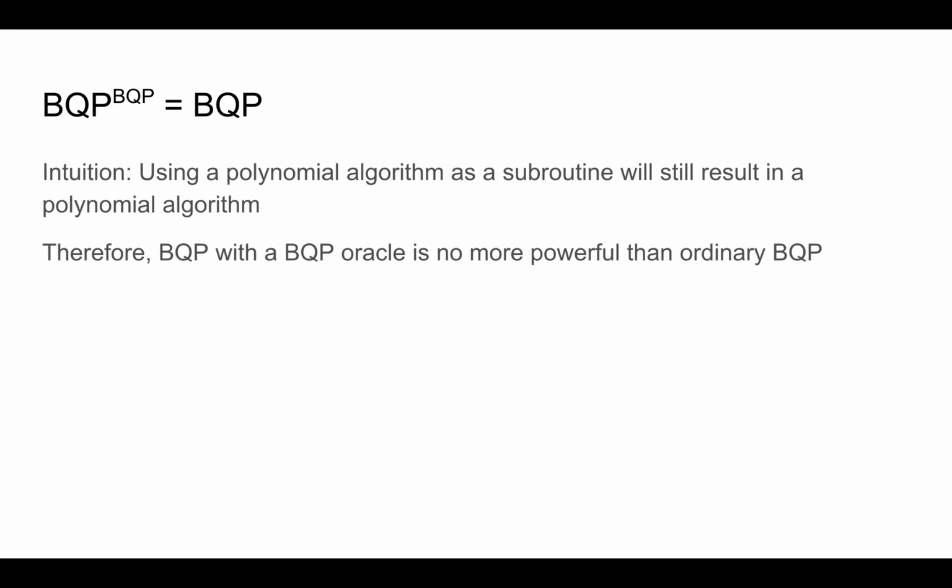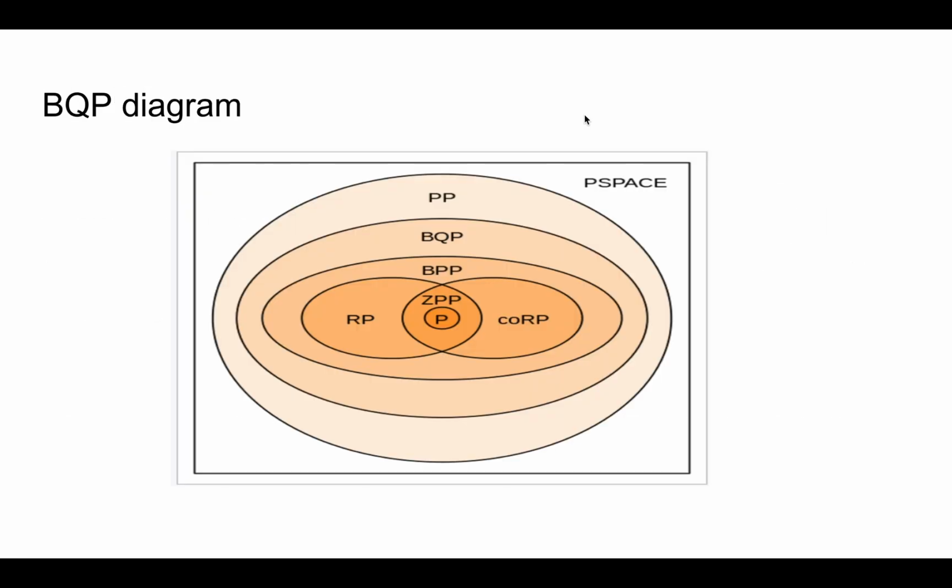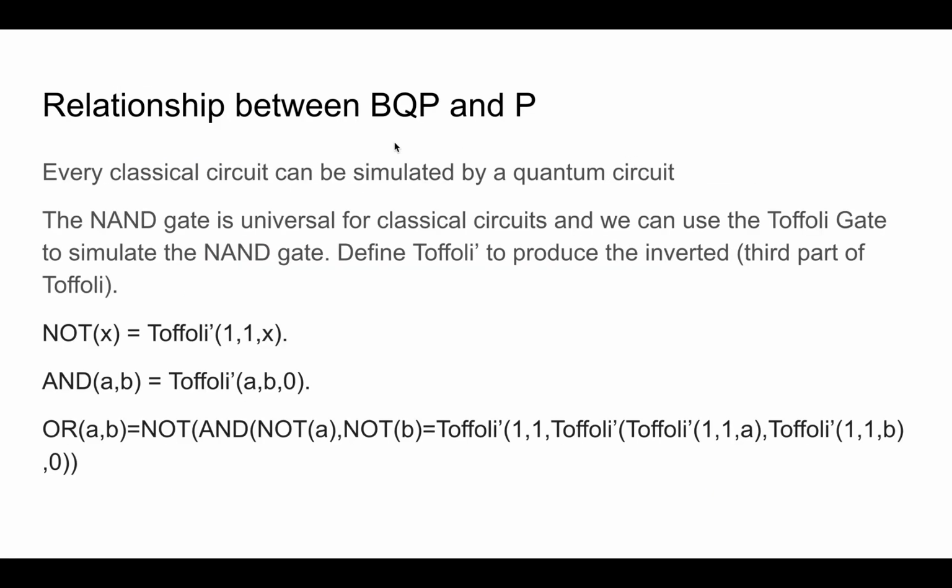Now moving on, we're going to find the relationship between BQP and P. From this diagram, we can see that P is clearly a subclass of BPP and BQP. The reason behind this is that a classical circuit can be simulated by a quantum circuit. Quantum circuits are always at least as powerful as classical circuits, which is an interesting observation. For example, the NAND gate is universal for classical circuits because you can use the NAND gate to simulate all the other gates like the OR and NOT gates.